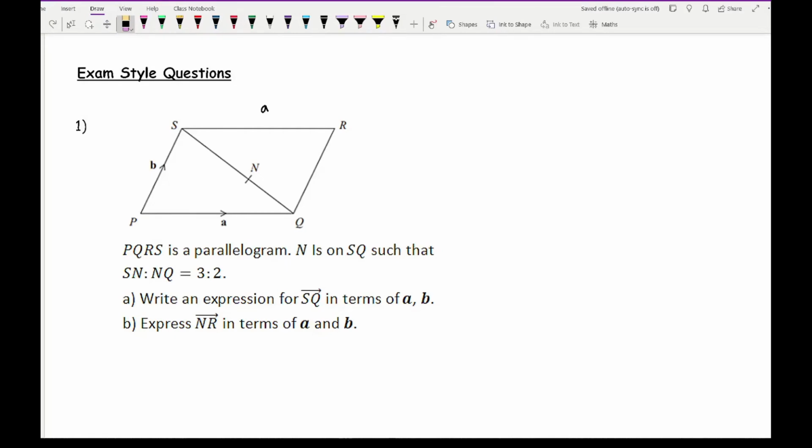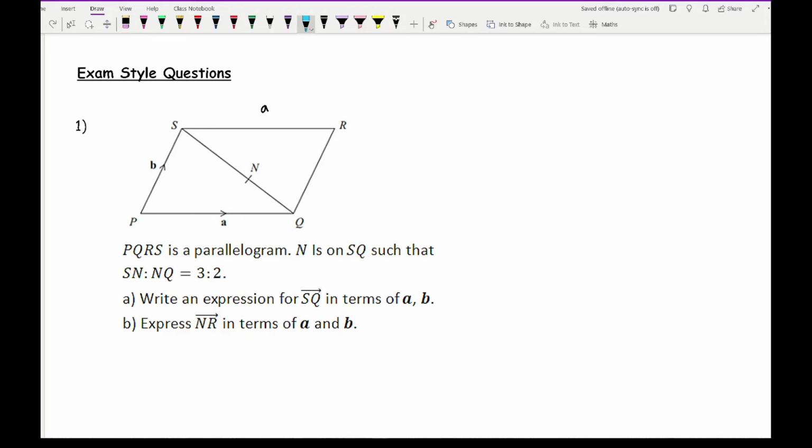So let's have a look at some past exam questions. Looking at question 1, it says that PQRS is a parallelogram. N is on SQ such that SN to NQ is in a ratio of 3 to 2. The first part of the question is asking us to work out an expression for SQ in terms of a and b. In terms of a and b is basically saying that they want the answer involving a's and b's only, so don't make up letters like d or anything like that. So let's have a look at what it is.